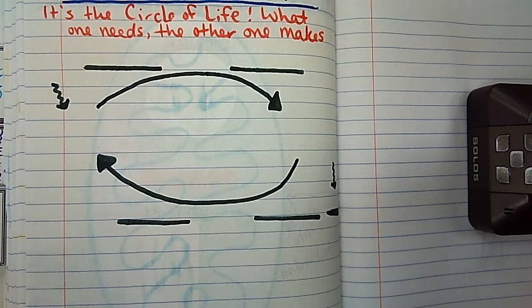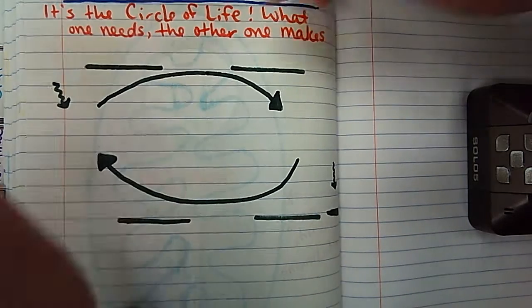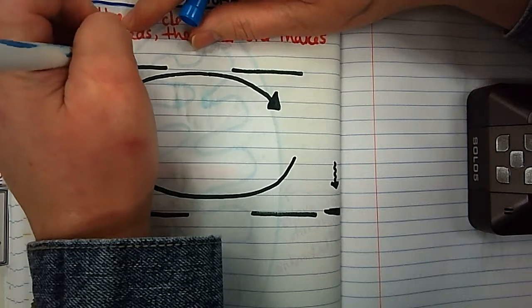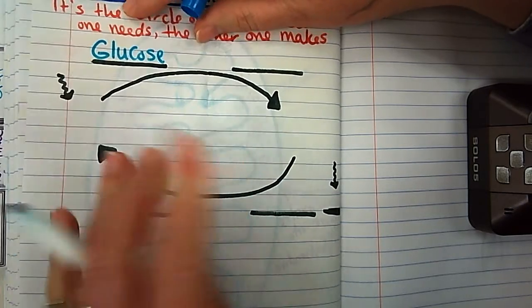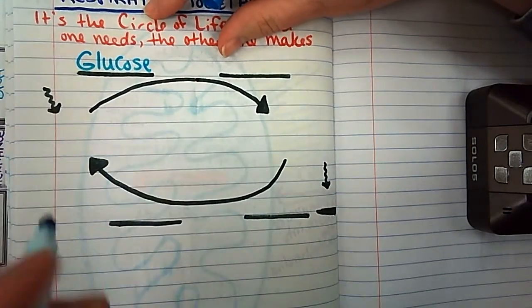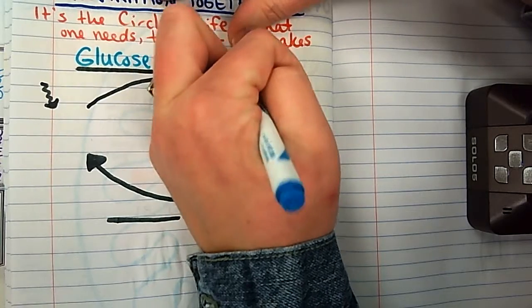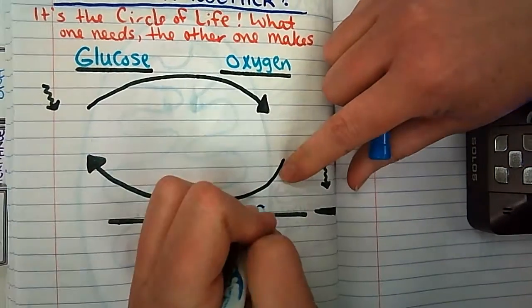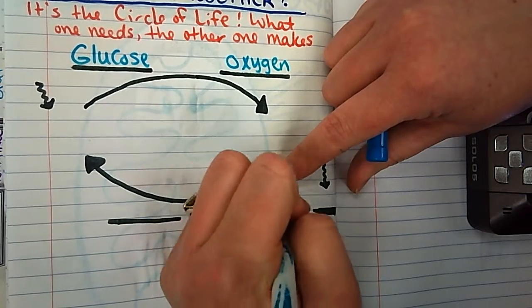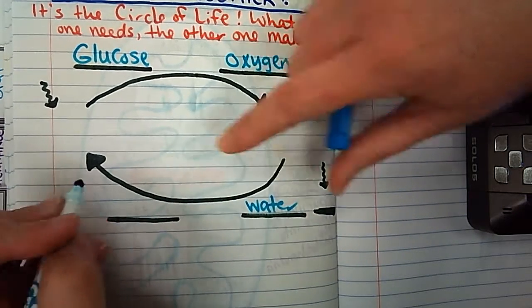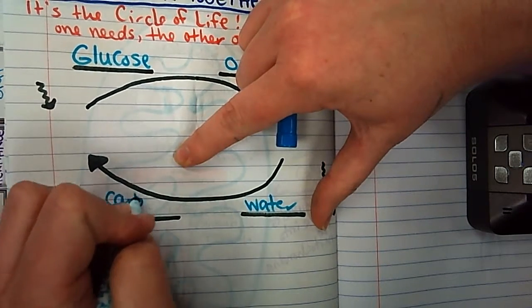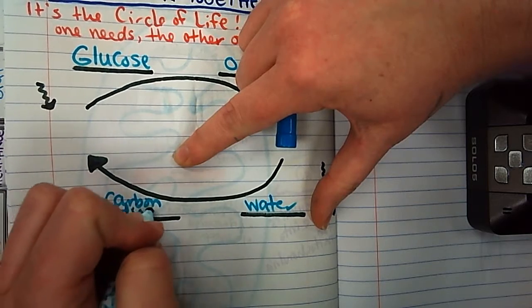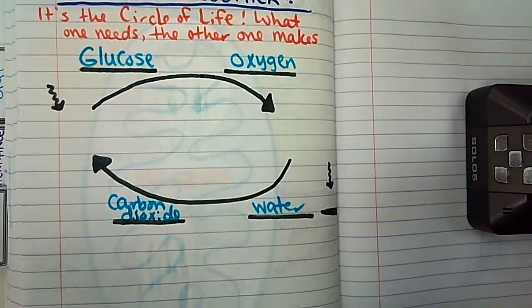So if I have that glucose, okay, and oxygen are here, and then down here I have water and carbon dioxide. I'm almost sticking myself in the fruit.